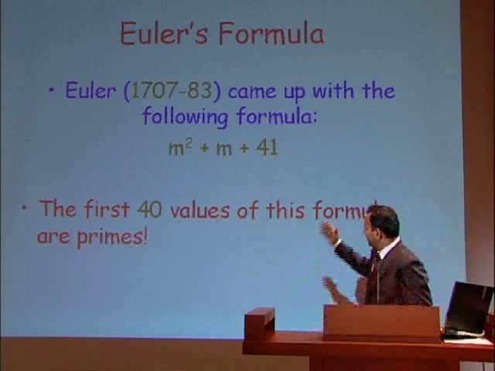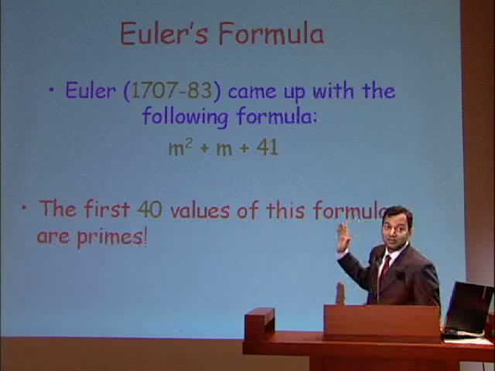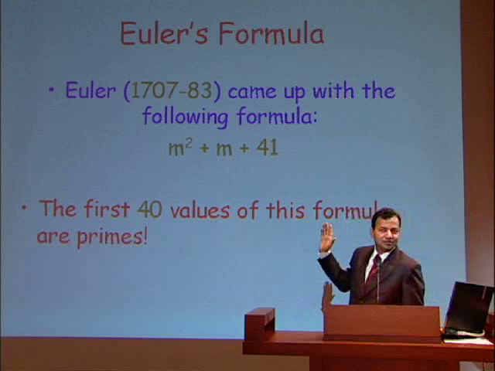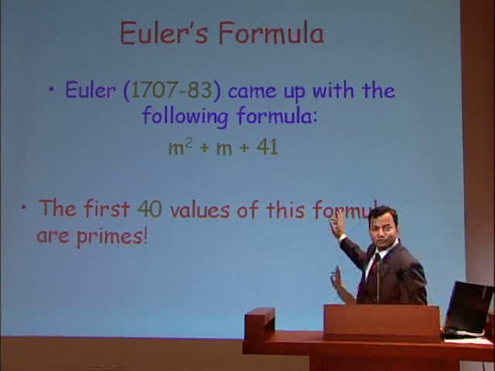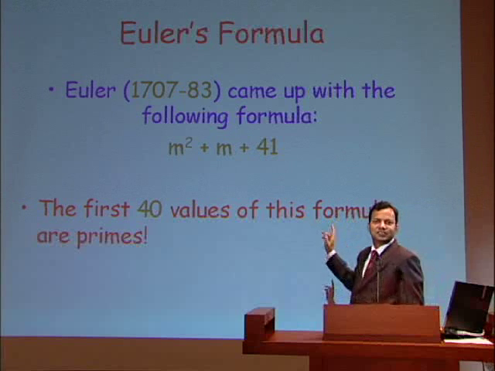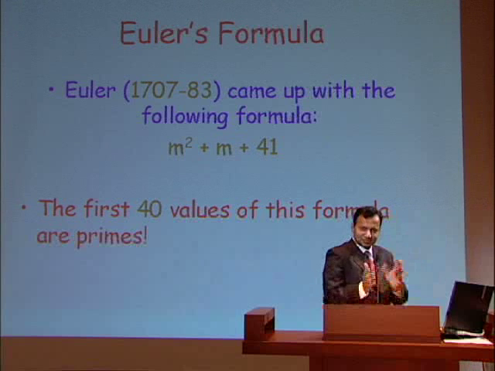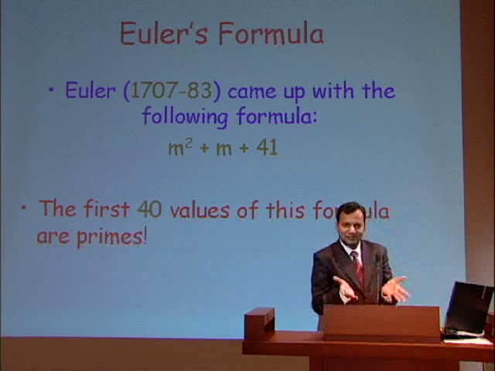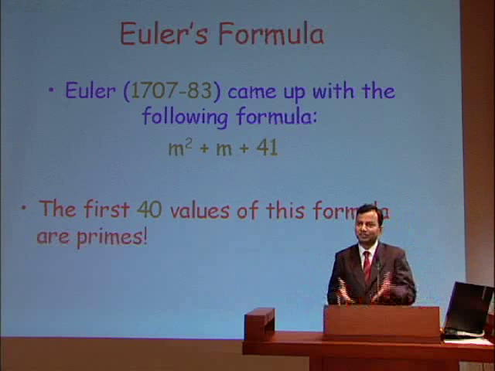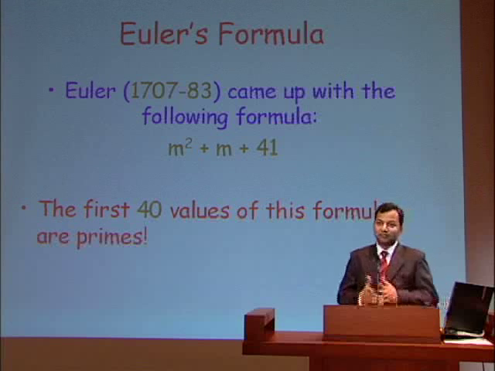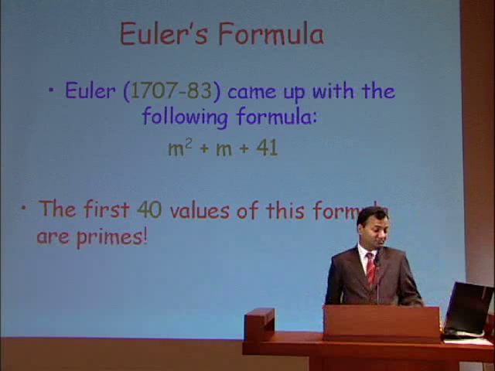A similar formula is m square plus m plus 79, if I remember it correctly. You can check me on that later on, but I think the first 78 numbers in that sequence are all prime. So it's very interesting. Why does this happen? I mean, m square plus m plus 41, such a seemingly innocuous looking formula, and the first 40 numbers in this sequence are all primes. We don't know why, even today.